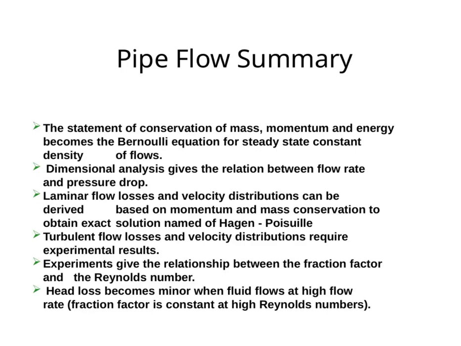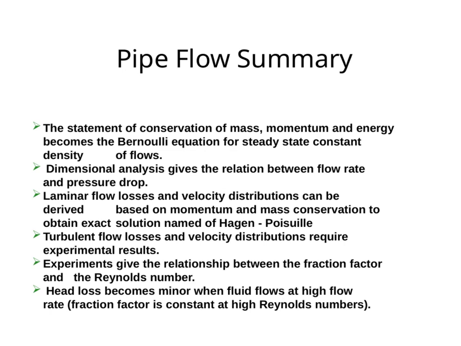Let's break down how the fundamental principles of conservation, mass, momentum, and energy, come together in fluid flow. When we assume steady flow with constant density, these principles simplify into the Bernoulli equation, which relates pressure and velocity. Dimensional analysis then connects flow rate to pressure drop. For laminar flow, we can use these conservation laws to derive exact solutions, like the Hagen-Poiseuille equation. But turbulent flow is trickier. It relies on experimental data to understand losses and velocity profiles. Experiments also link friction factors to Reynolds numbers, showing that at high flow rates, head loss becomes less significant.